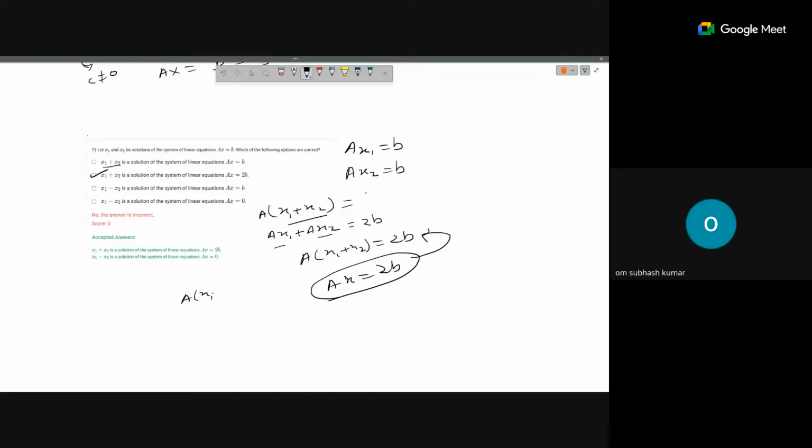It will be 0 under x1 minus x2, so here it will be 0, right? So this is the solution. x1 minus x2 is the solution of this system.